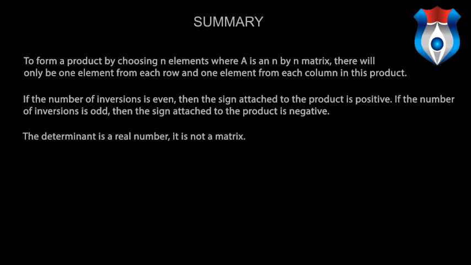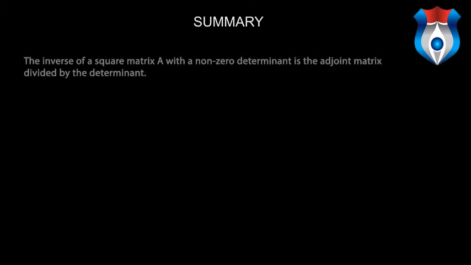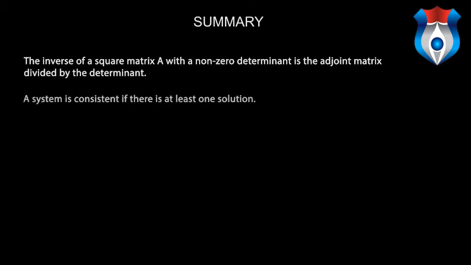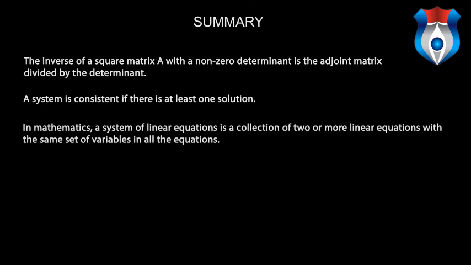A minor for any element is the determinant that results when the row and column that element is in are deleted. The inverse of a square matrix A with a non-zero determinant is the adjoint matrix divided by the determinant. A system is consistent if there is at least one solution. In mathematics, a system of linear equations is a collection of two or more linear equations with the same set of variables in all the equations.